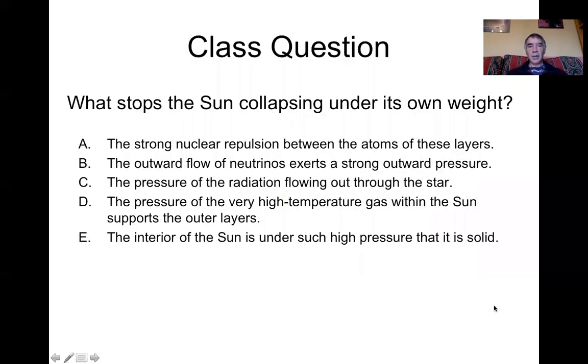Before we get to that part, we have a couple of things for you to think about before we move on to the final part of this lecture. Here's a little quiz question, just to get you thinking about things. What stops the sun collapsing under its own weight? You've got 5 different possible answers here. Have a think about that and pick one of them. Again, you don't need to send answers in or anything, just think about it. And we'll discuss this after the break.